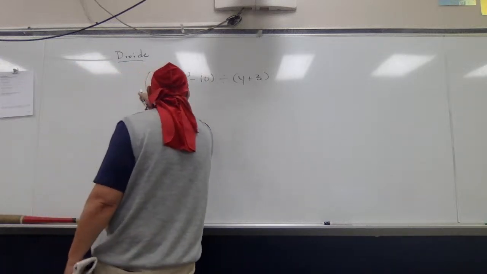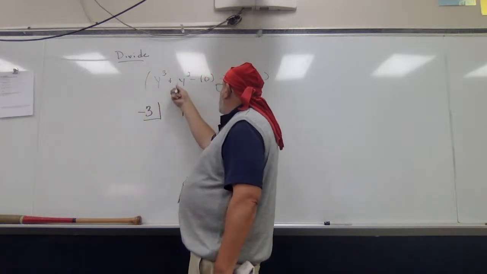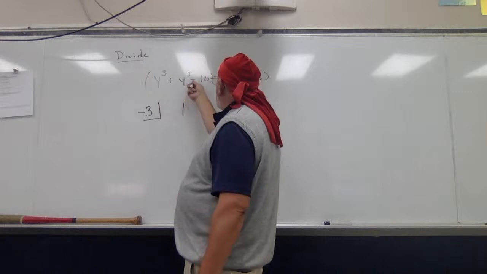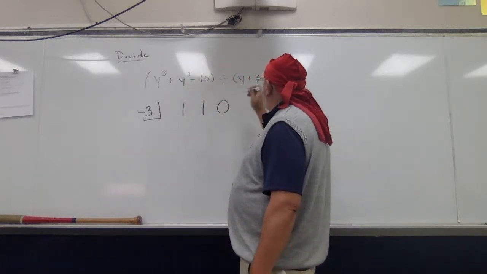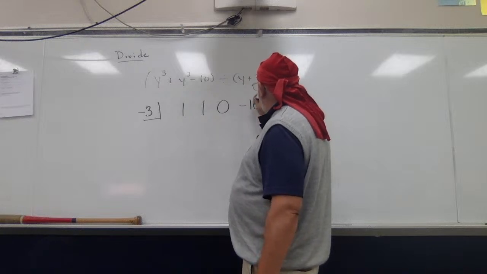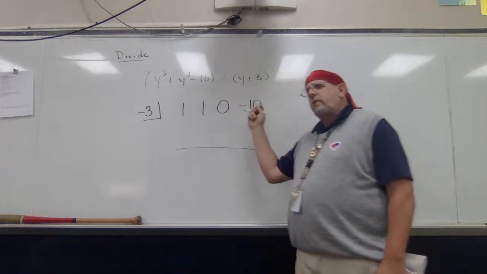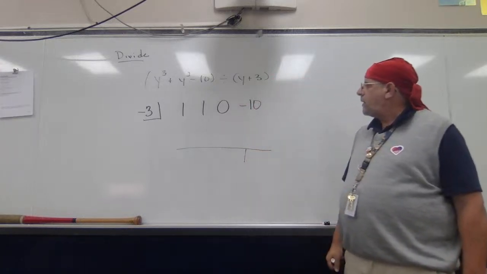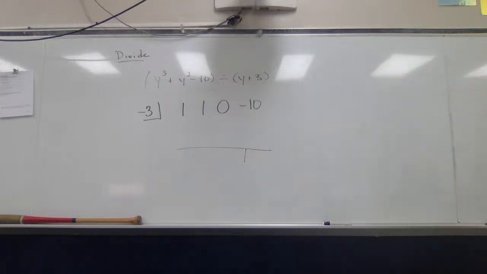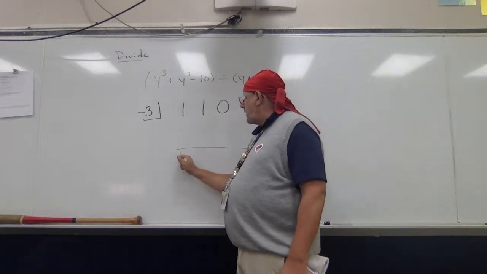And now our coefficients: 1, 1. I don't have a y term, so I need a placeholder. Just like was said, I need a 0 and a negative 10. Do you remember doing this? Have you done this in the past? Just like Snoop says, drop it like it's hot.